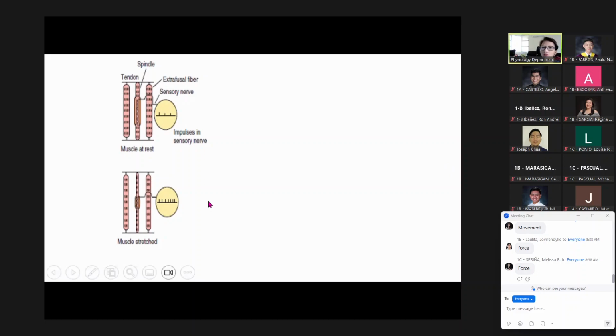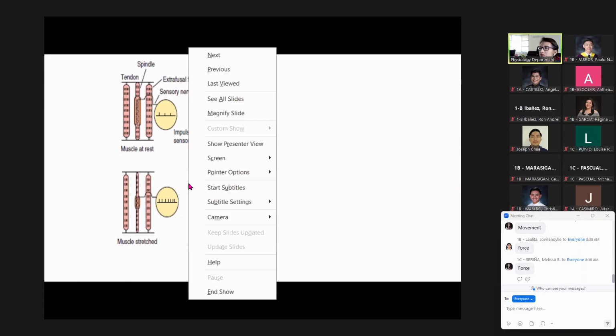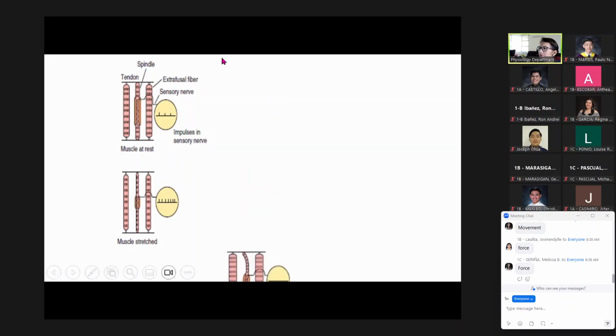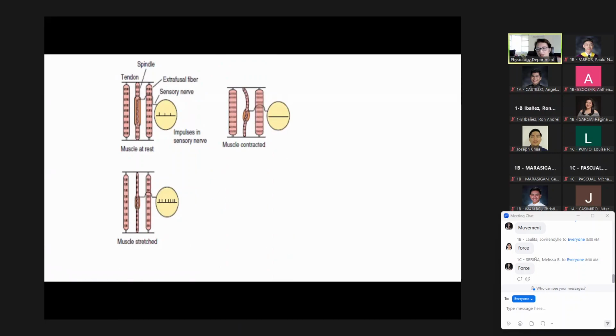So the muscle spindle will now be increasing its impulses. Okay, so that it now sends impulses towards the center so that you now know the length of your muscle. Okay, so what's the reaction? In the basic reflex, the reaction will be contraction of the muscle.